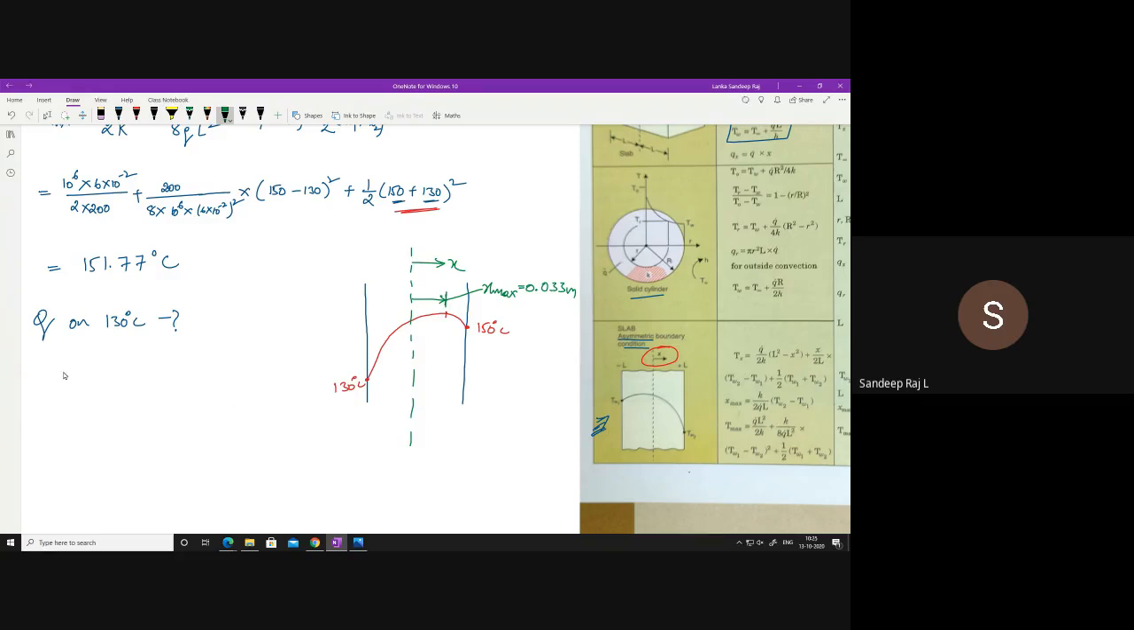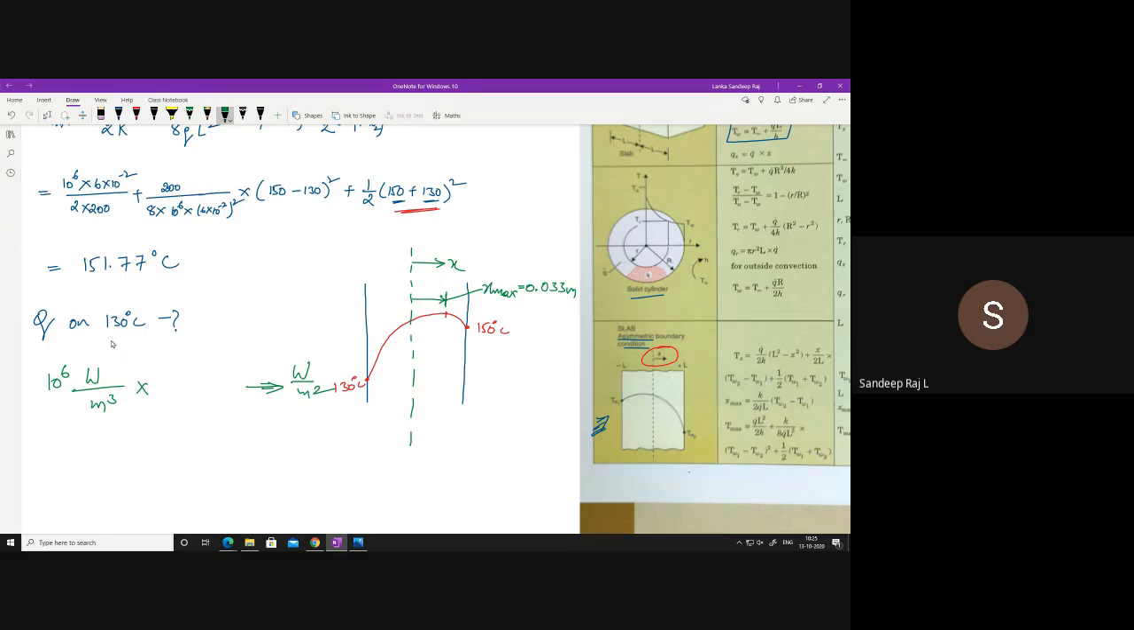How you can find out is, see, the Q value is given in 10 to the power of 6 watt per meter cube. And if you multiply it with some meter, it will become watt per meter square. So I will multiply this 10 to the power of 6 with 0.033 or the appropriate x value. So you have to multiply that.